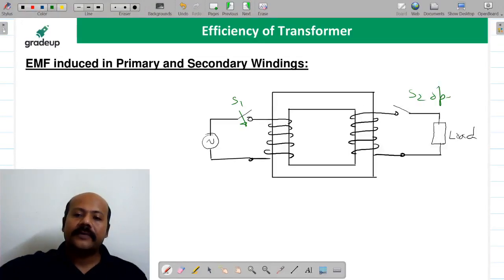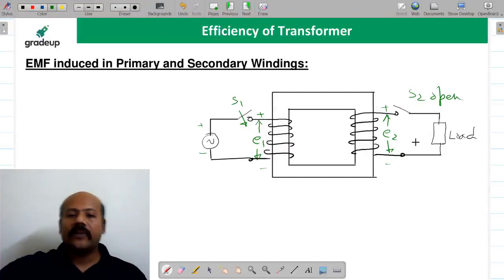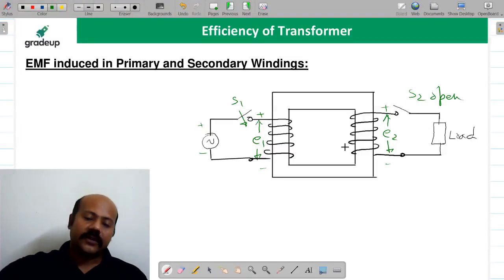S2 is open. Okay. So there is going to be some polarity. Suppose at any point AC supply is there, and suppose there is going to be some EMF induced here as E1, and some EMF induced here as E2. When this is positive, this is going to be positive. This is the transformer action and the related polarity that we have just discussed. And there is going to be some flux in this core. And suppose this is phi t.